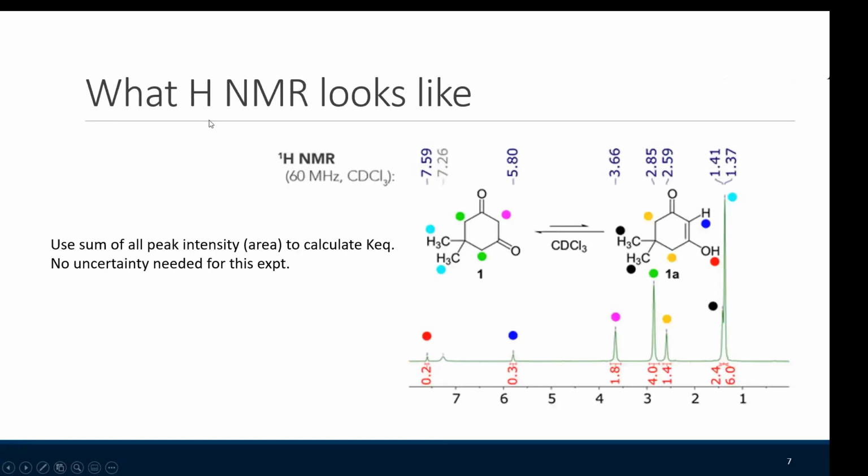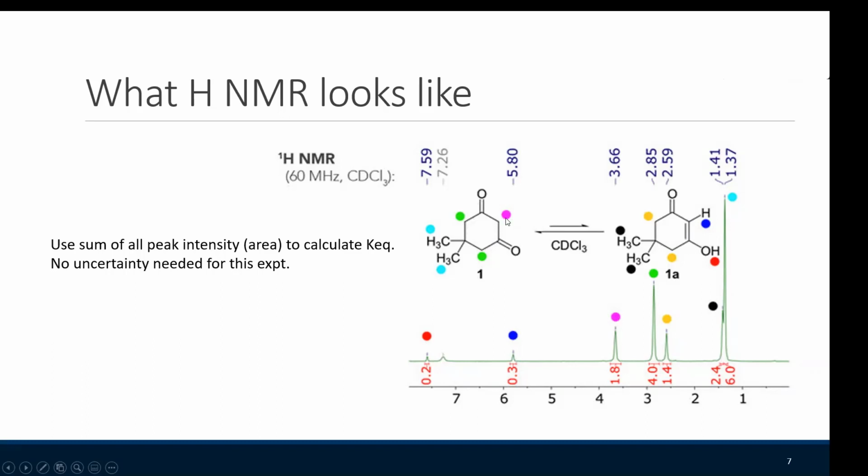And why do we want to use proton NMR, and what should it look like? Here I use this molecule as an example. So this is the alpha carbon, and this is the beta carbon. This is a beta dicarbonyl compound, right? Agree? And then it should undergo tautomerization and become this enol form.